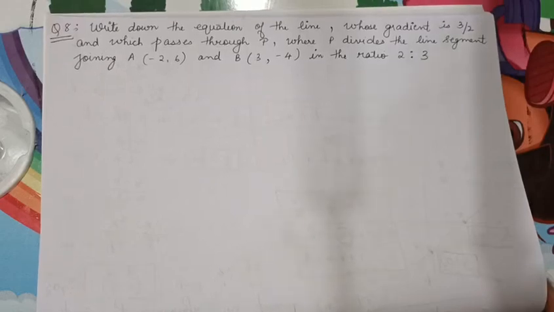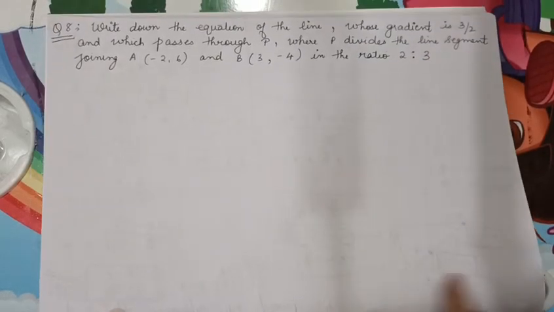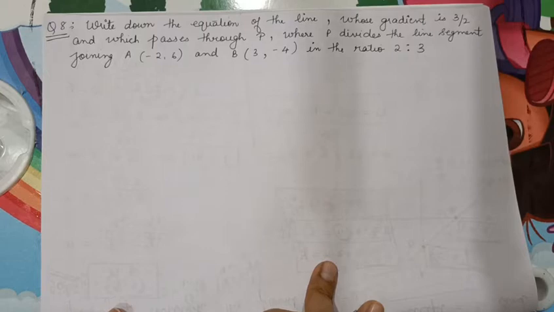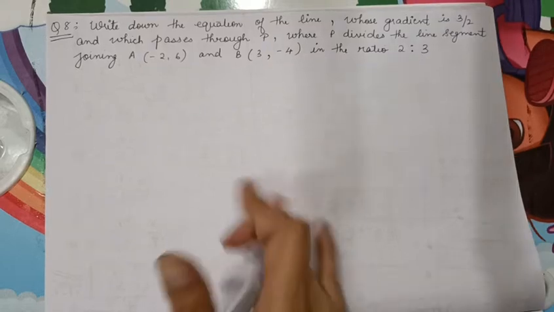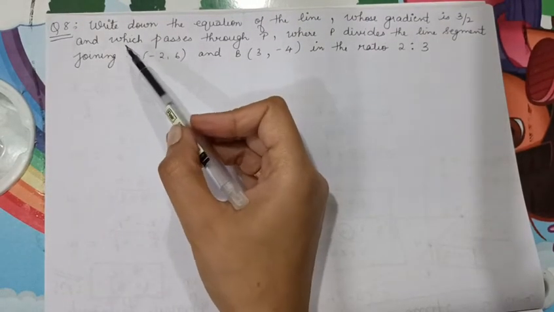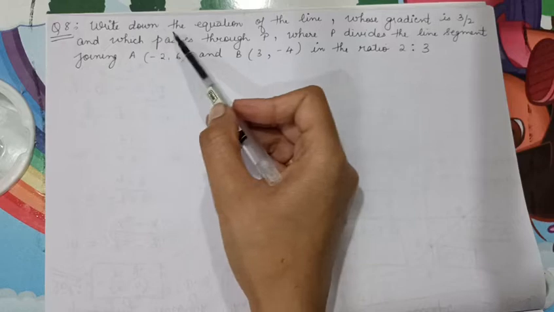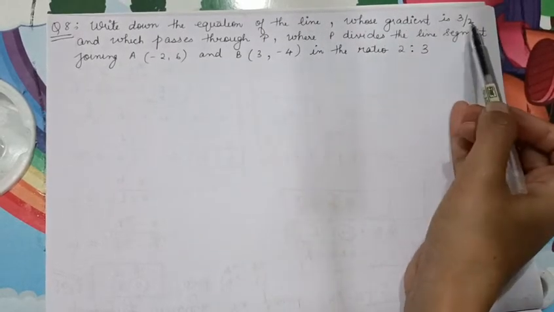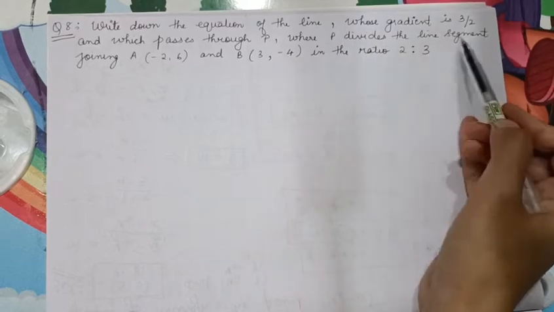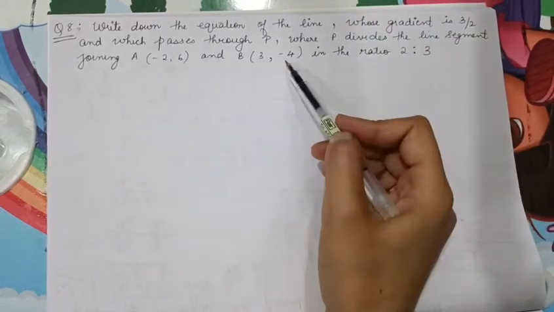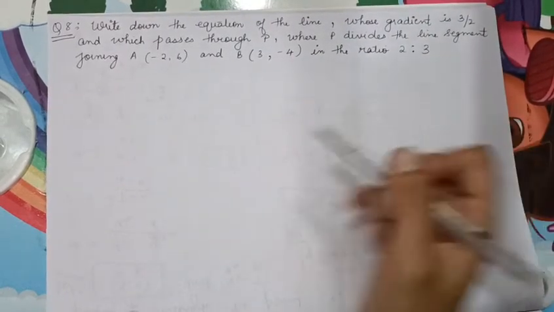Let's do the next question. This is question number 8 of equation of line, and all these questions which I am doing here are from the previous year papers. So let's start this question. Write down the equation of the line whose gradient is 3 by 2 and which passes through point P, where P divides the line segment joining A and B in the ratio 2:3.